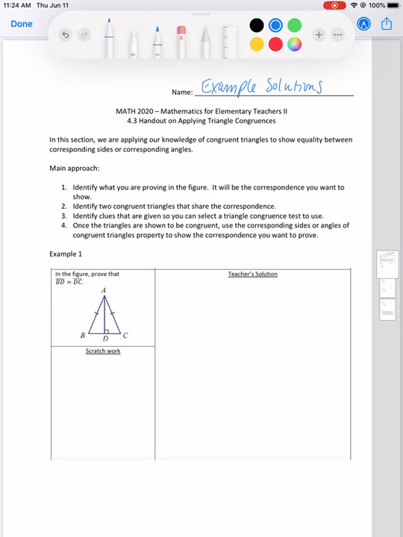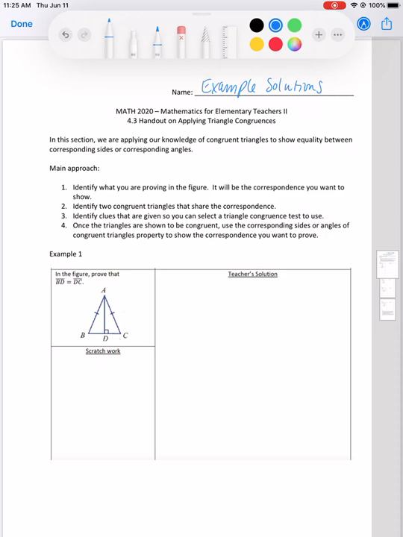The main approach to these types of problems is, one, you want to identify what you're proving in the figure. It will be the correspondence that you want to show, and that correspondence you cannot use in your triangle congruence test. Two, you want to identify two congruent triangles that share the correspondence. This is important. To know how to prove that two segments or two angles are equal, you need to pick out two congruent triangles that they're a part of.